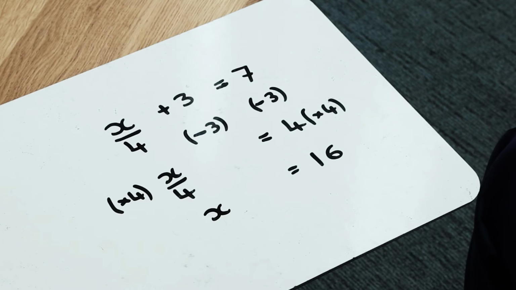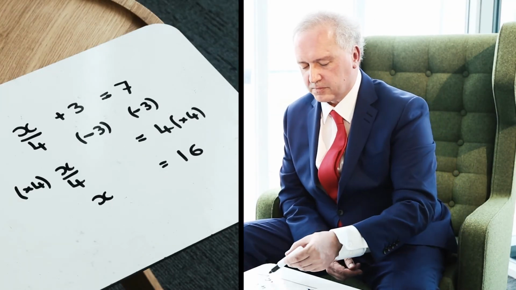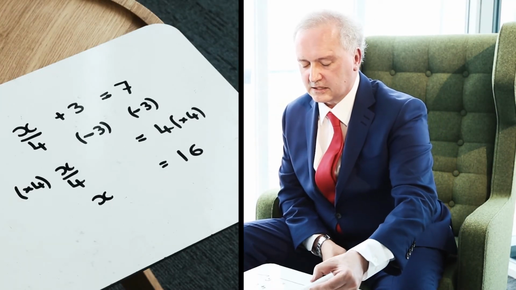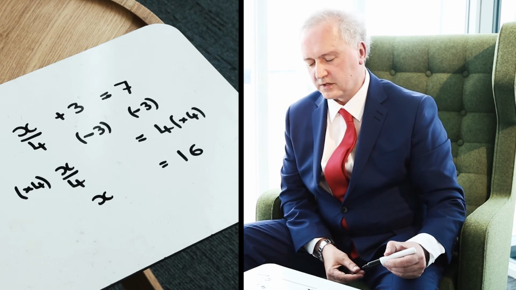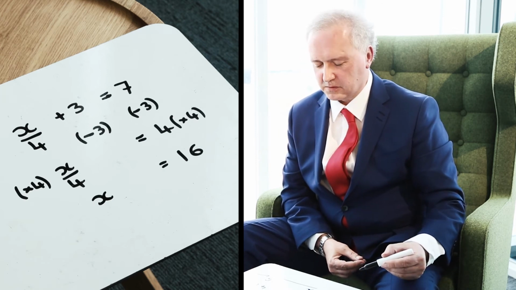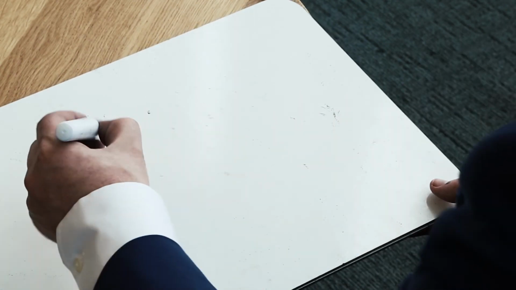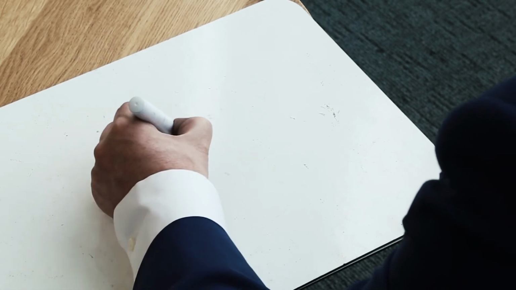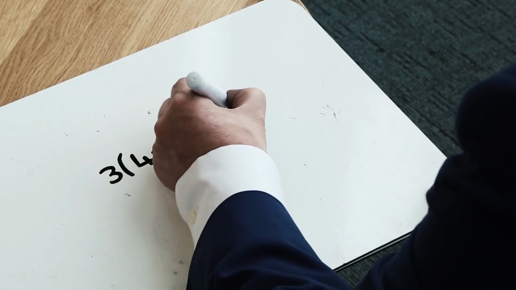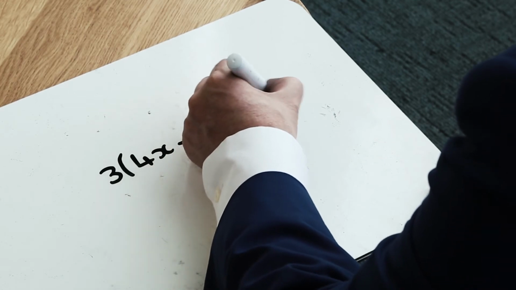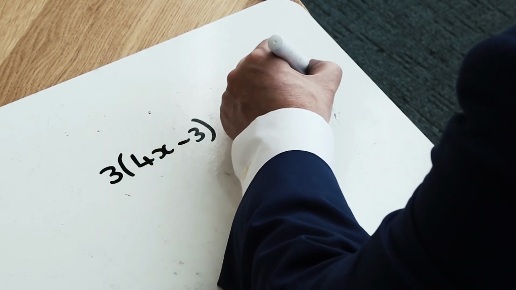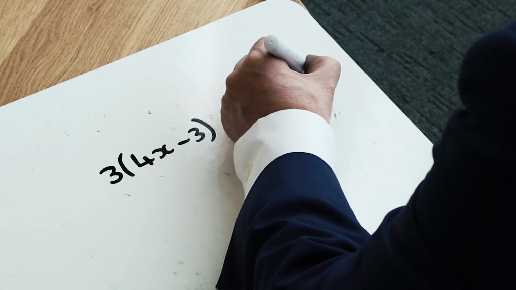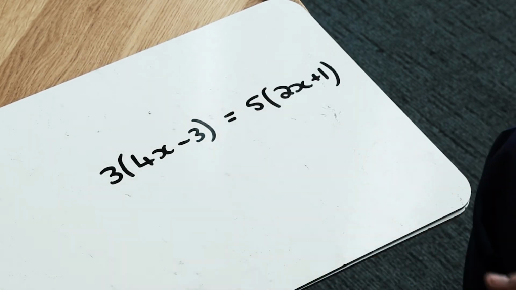And I can see, just by checking my answer, if I pop 16 into this equation, 16 divided by 4 is 4, and 4 plus 3 gives me 7, so I know that x equals 16 is the correct answer. For my next equation, I have a scenario where I've got unknowns on each side, but I've also got this with brackets. So I've now got to look at this really carefully. It's a more challenging equation.